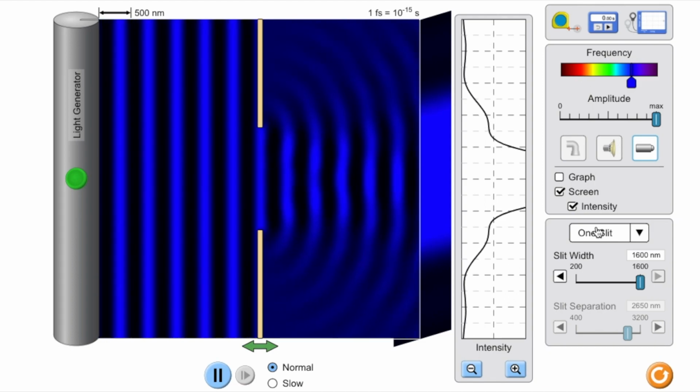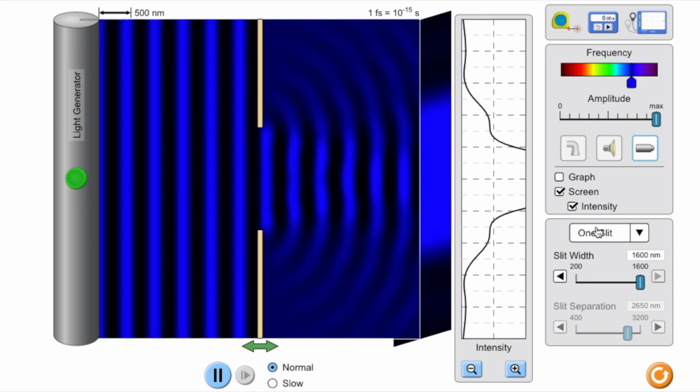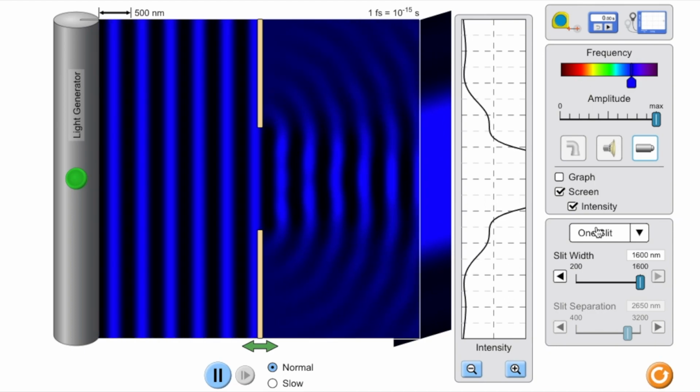And whenever you see a problem like this, let's say on a test, just use W sine theta equals m times wavelength and you should get the correct answer.